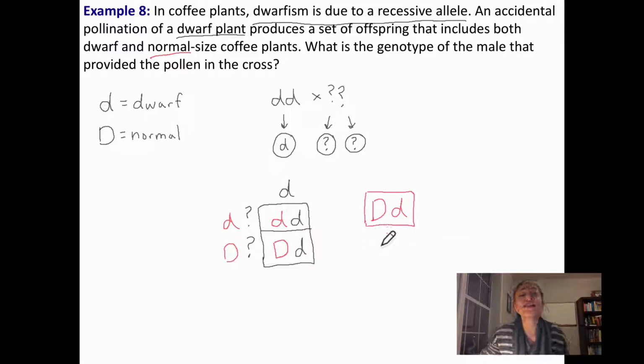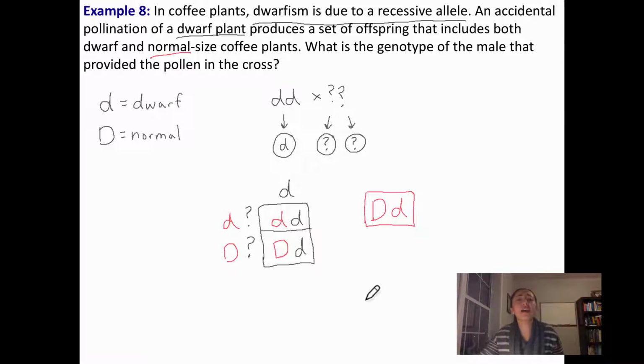So you can see from this example how you could actually work backwards from knowing what one of the parents is and what the offspring look like, and you could figure out what the genotype of the other parent would have to be. So that's just the power of Punnett squares. All right, so that's the end of looking at monohybrid crosses.